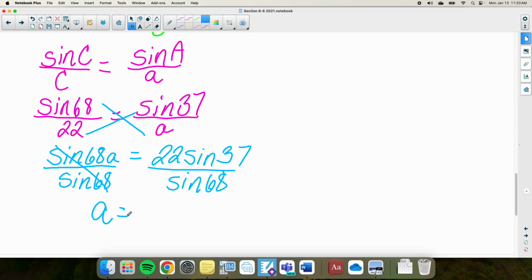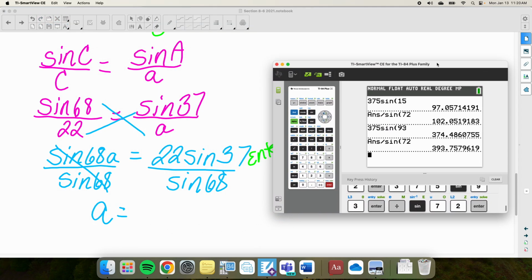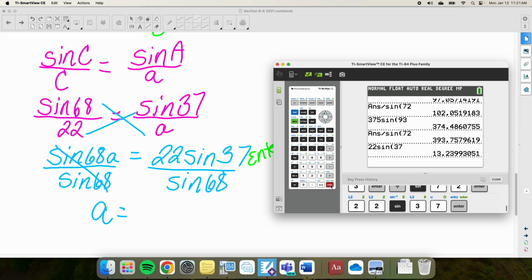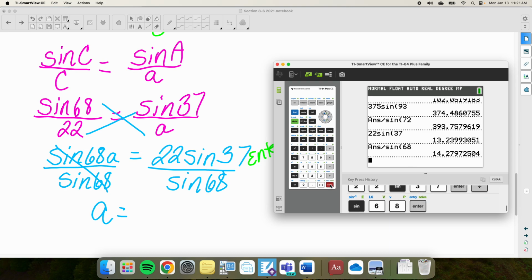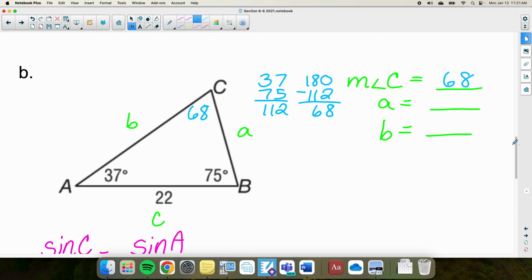And then the big thing on this is to know that you have to hit enter before you divide by sine 68. So we're going to punch in 22 sine 37, enter, divide by sine 68. And did you guys get 14.28? Okay. And that is little a up here.